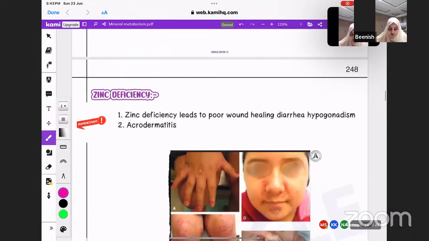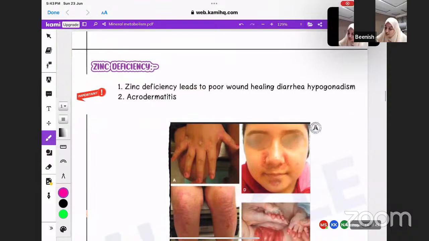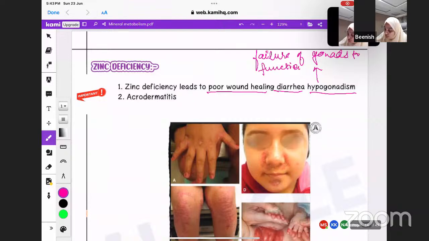Now talking about the deficiency of zinc, zinc deficiency leads to poor growth and hypogonadism. Hypogonadism is failure of gonads to function properly. So that is your testes and ovaries. They are not going to produce enough sex hormones.